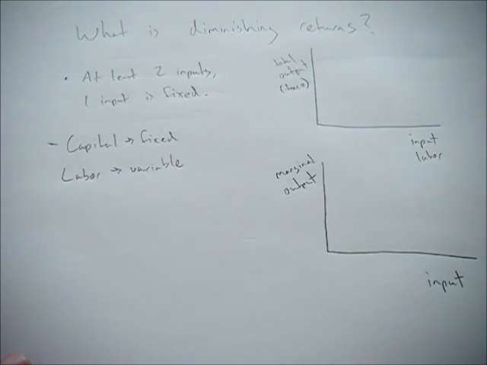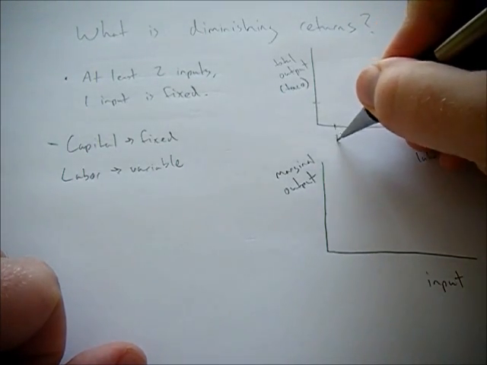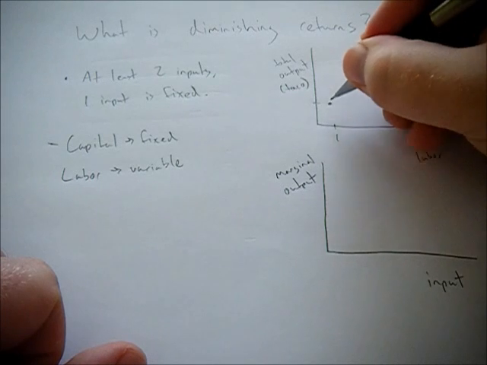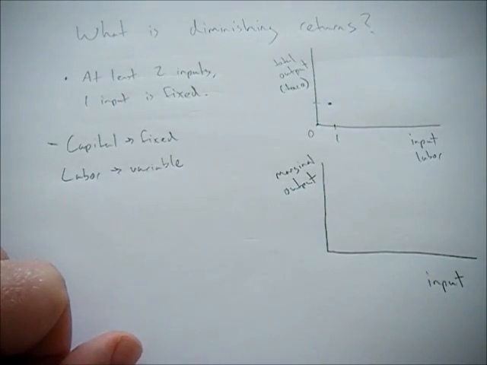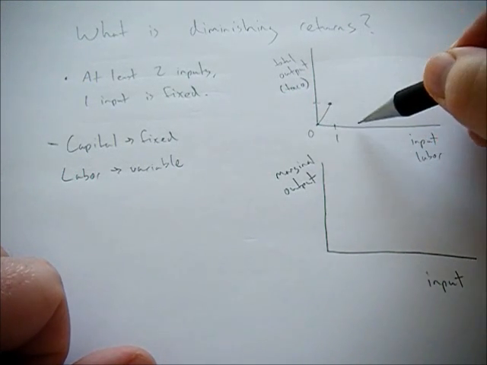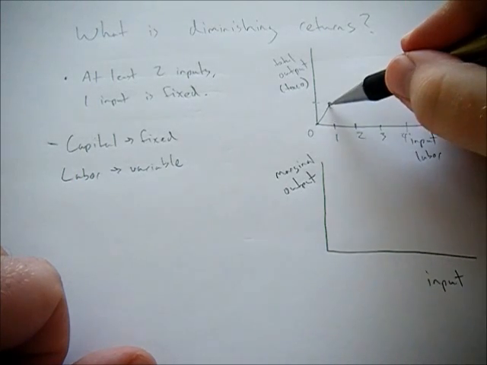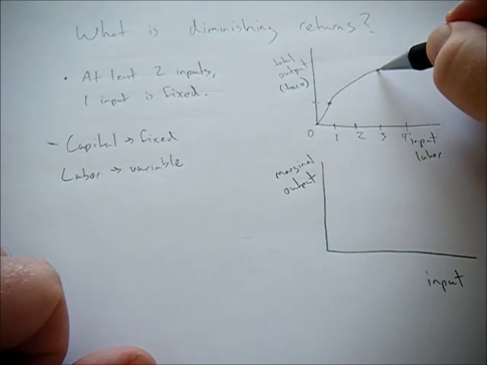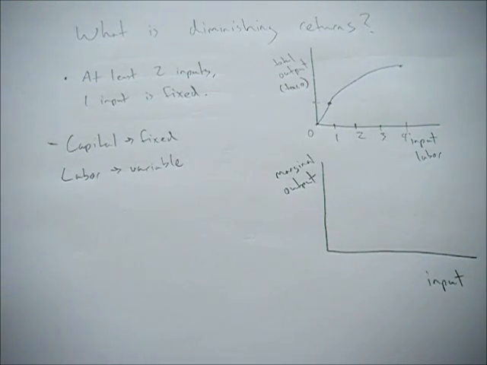So tacos. If we hire one person to make tacos, we're going to get so many tacos. Whereas if we have nobody making tacos, we're going to get 0. So as we hire more people, we would expect to get more tacos. But as we hire more and more people, the amount of tacos that get produced goes down.